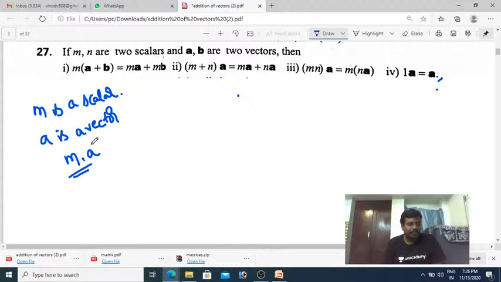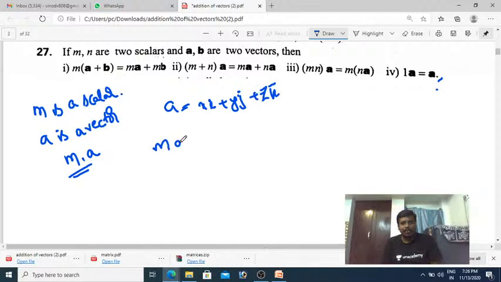Hi Utesh. Now A equals, suppose, xi plus yj plus zk. M is a scalar. Now M into A means M into xi plus yj plus zk.